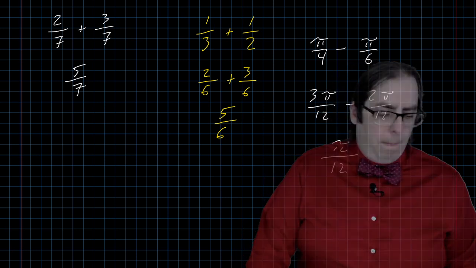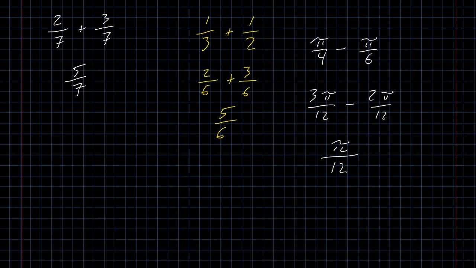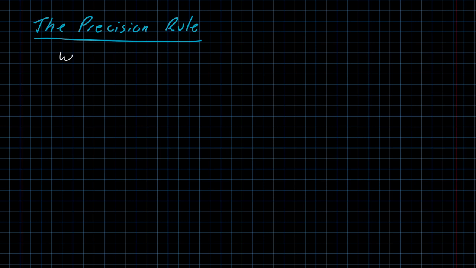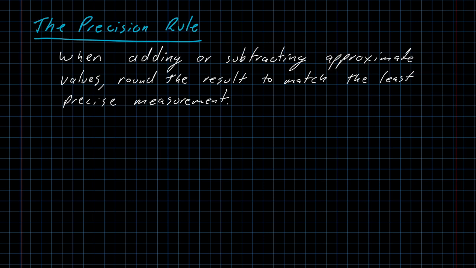All right. I think that's enough on exact values. The last thing I want is approximate values. The precision rule says when adding or subtracting approximate values, round the result to match the least precise measurement.